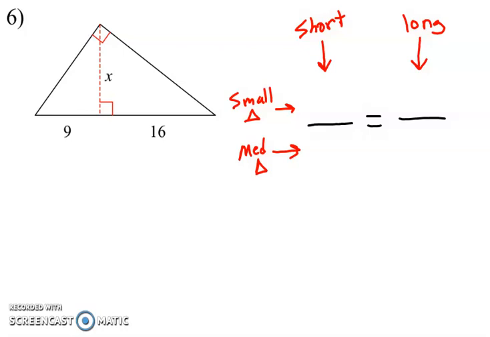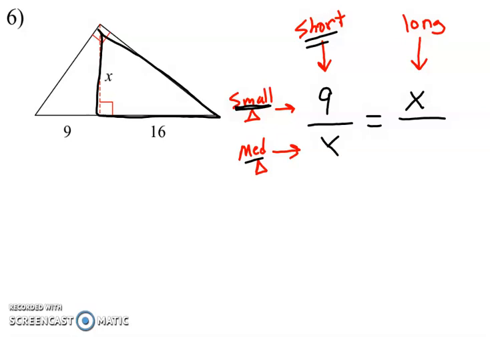Once you've got this template locked in place, now it's just a matter of plugging in the values from your diagram. If I look at the small triangle, which is this guy over here, and I look for the short side, that's got a value of 9. And going back to that small triangle and asking what's the long leg, well, that's your x. Now I'm going to do the same thing on the bottom as I look at the medium triangle. The medium triangle has a short leg of x and it's got a long leg of 16.